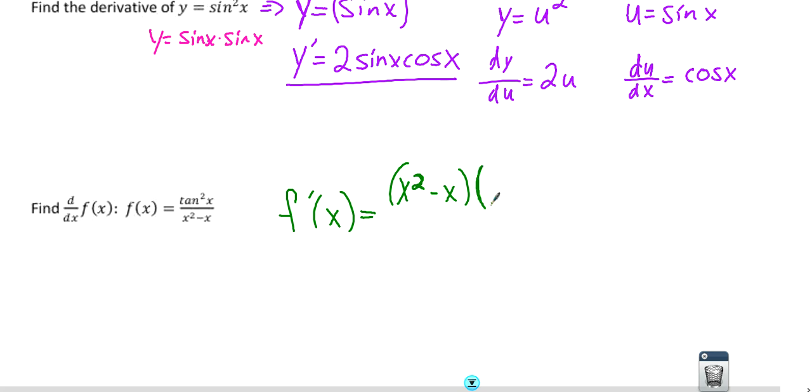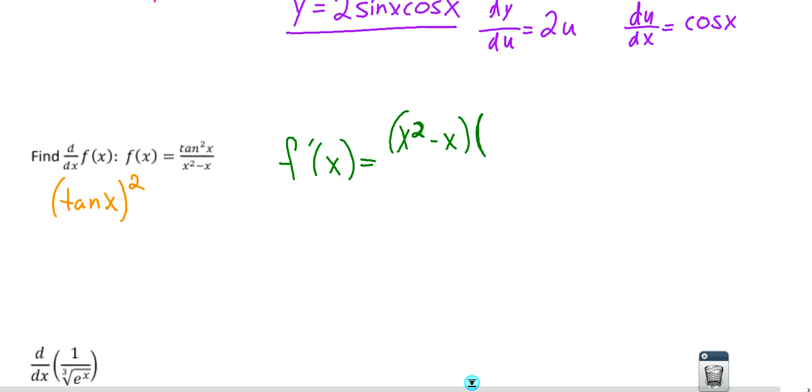Now, as soon as I go to take the derivative of tangent squared, you can see that all of a sudden it looks like the problem we just finished, which means we're going to have to do chain rule to find that. So I'm going to come over here, and just like I did on the last one, move the power to the outside, like that.